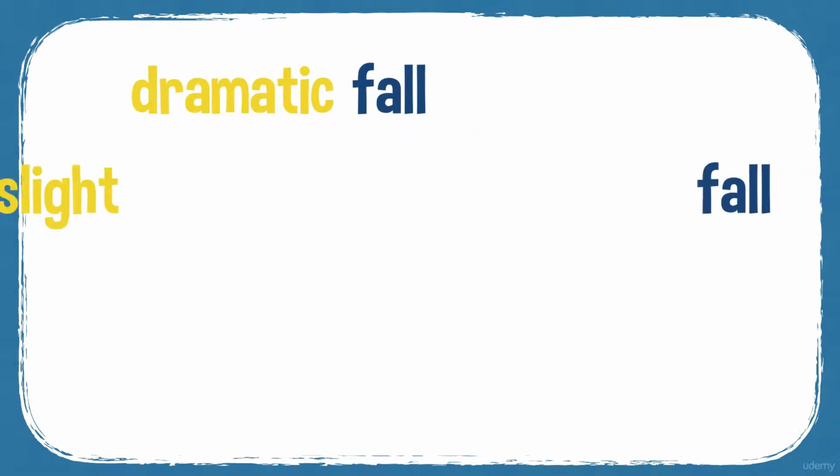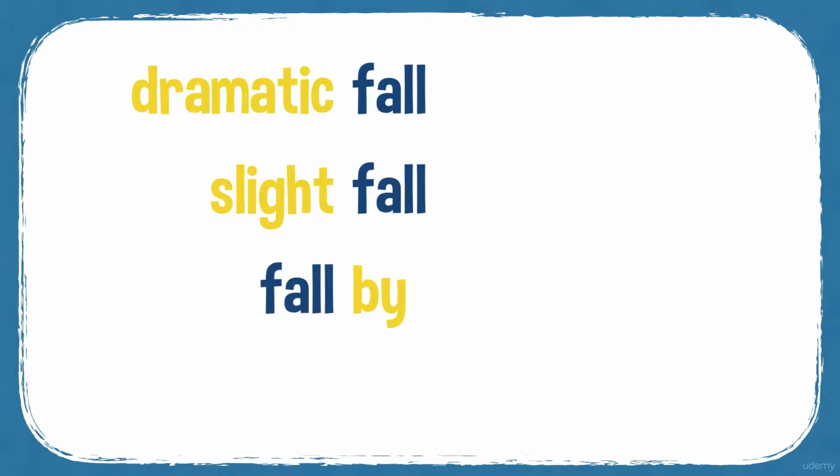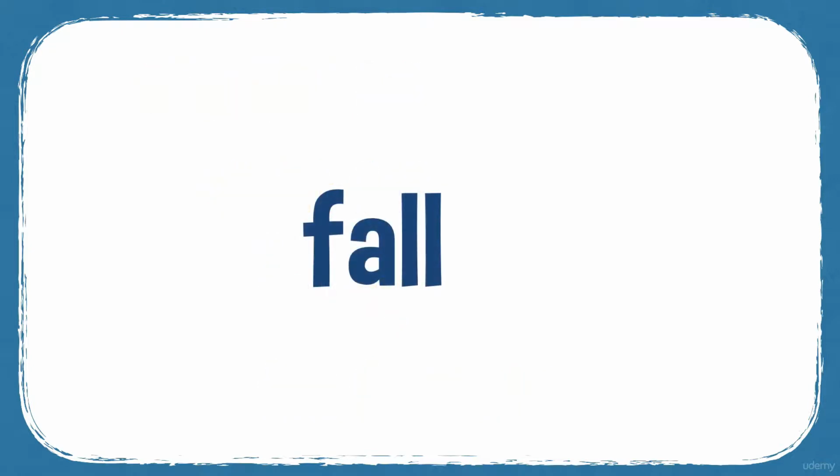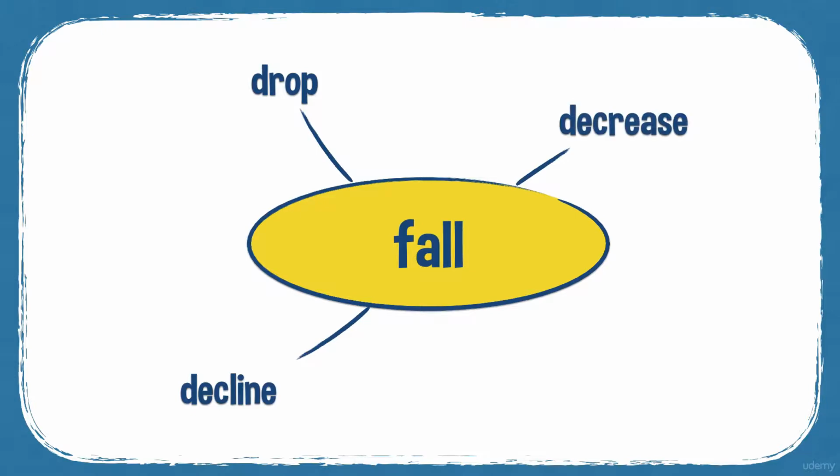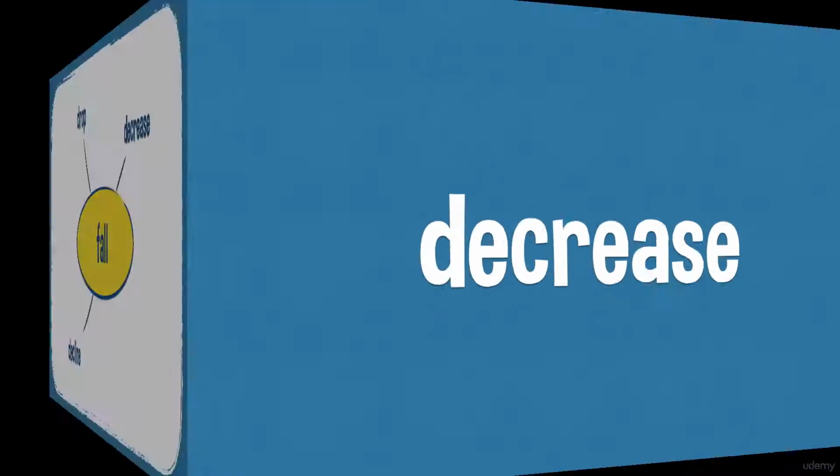So some typical collocations with fall: dramatic and slight, fall by, and fall from something to something else. You can use fall as a verb or a noun. So a small fall, a big fall, but falls, falling, fell is the past simple form. And some synonyms for fall: drop, decline, decrease.